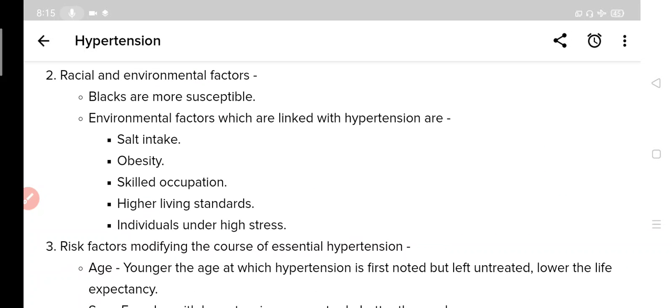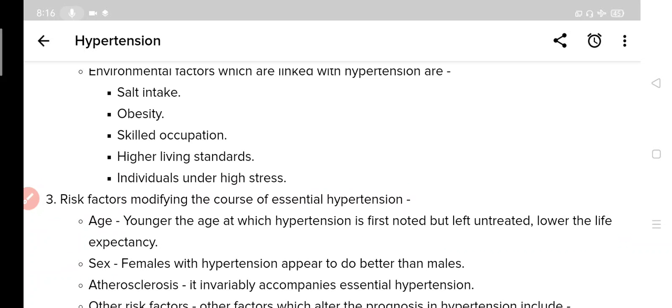Now coming to racial and environmental factors. In studies done in the USA, it is found that black people are more susceptible to hypertension than white people. So obviously some racial factors are involved. And environmental factors means the things which we come in contact with. So increased salt intake, obesity, skilled occupation, higher living standards, and individuals under high stress, all these things are linked with hypertension. Why skilled occupation? Because in skilled occupation there is a high stress level. And higher living standards, because it is closely linked with increased calorie intake. The more the calorie intake, the more the chances of atherosclerosis, etc., which contribute to hypertension.